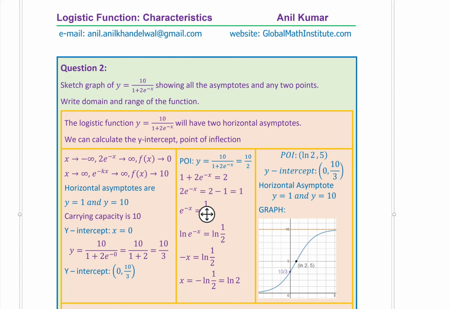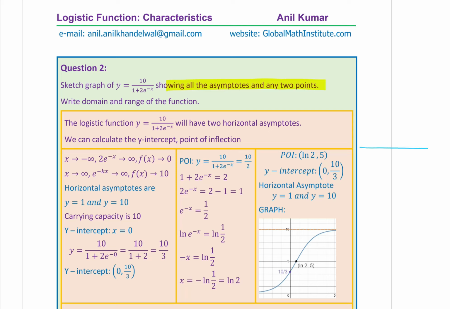In question number 2, the question is to sketch the graph of y equals 10 over 1 plus 2 e to the power of minus x, showing all asymptotes and any 2 points. Correct? So let's try to do this.